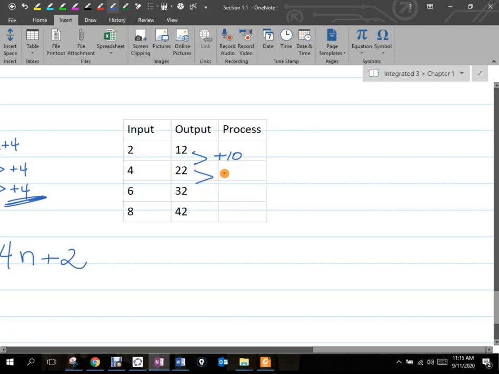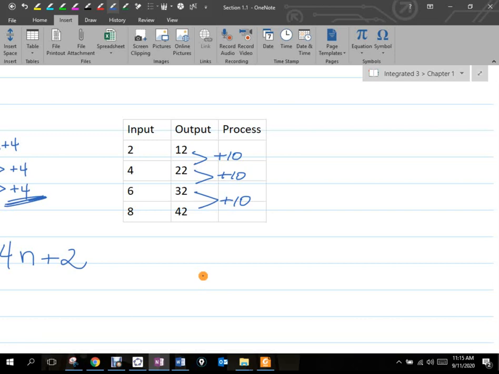22 to 32, same increase. 32 to 42, same increase. Okay? Now, there will be situations, guys, later on when it's not plus 10, plus 10, plus 10. Maybe it's plus 10, plus 12, plus 14, and they vary. And we'll talk then, okay, well, if that happens, what do we do next? Okay? But right now, they're all plus 10, so that's good.